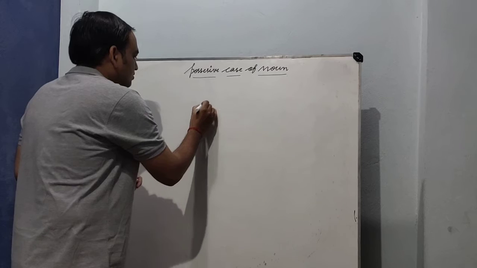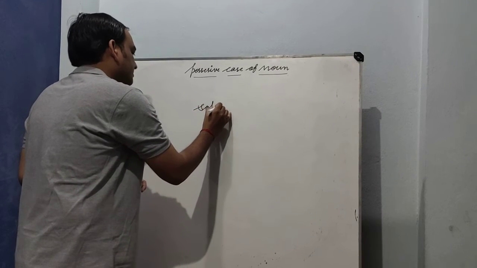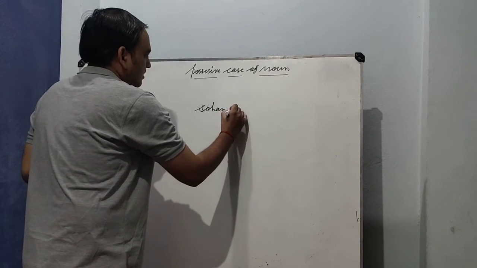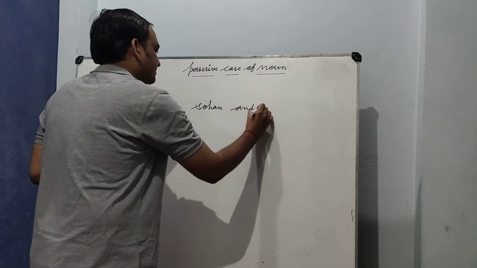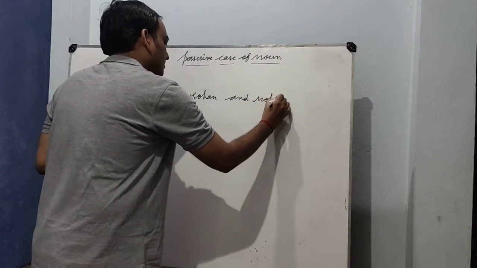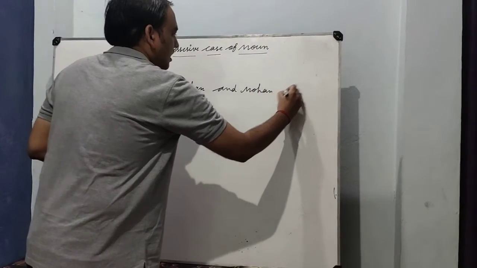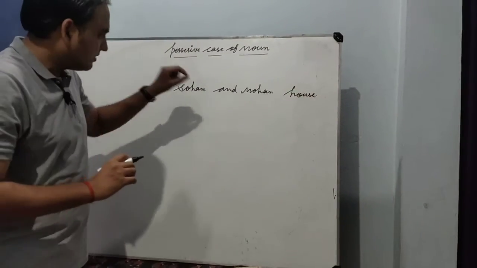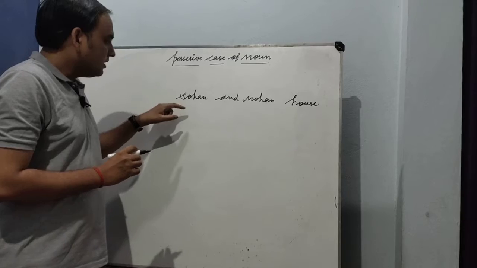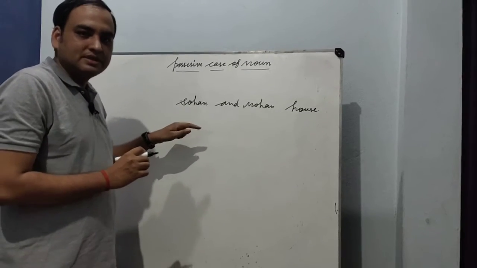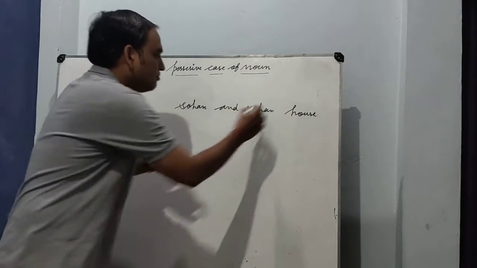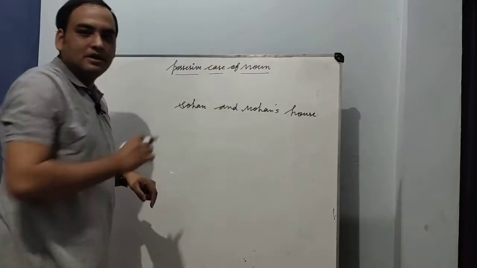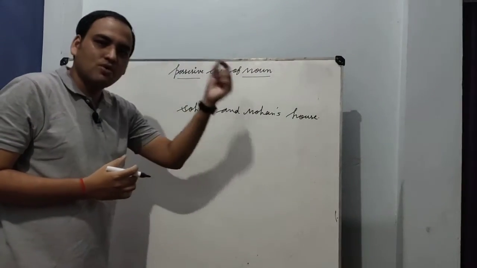Suppose Sohan and Mohan house. Here I did not use possessive case of noun. Now I will put here. If we want to show the joint possession, we will use Sohan and Mohan's house. This tells that it is the house of both Sohan and Mohan.